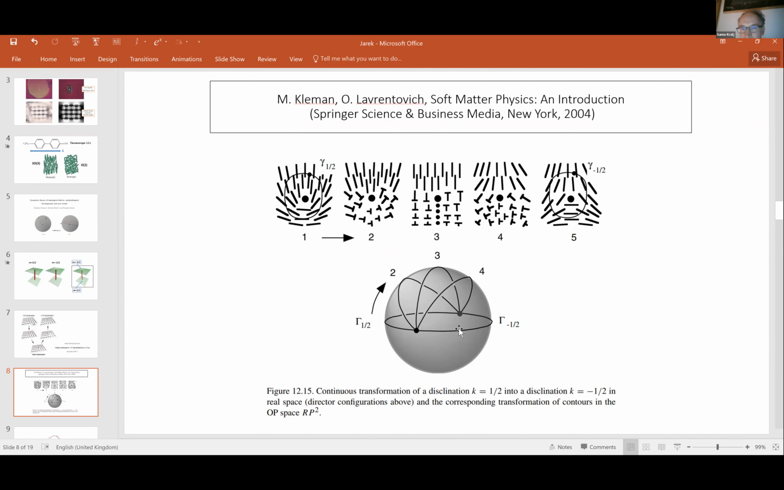So what I would like to say is, if we have these line defects, you quantify, you determine the local properties by this winding number. But this winding number can change. You can go from 1/2 to -1/2 continuously. And so let me just show you some things about how you can get this.